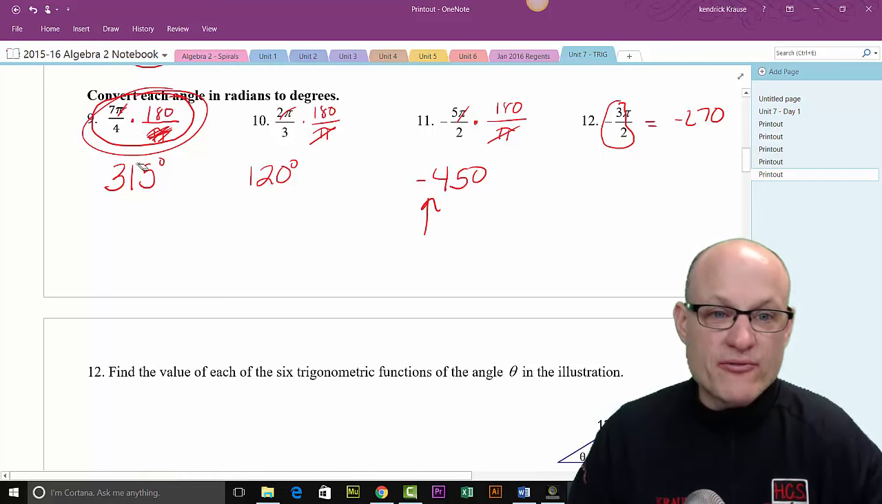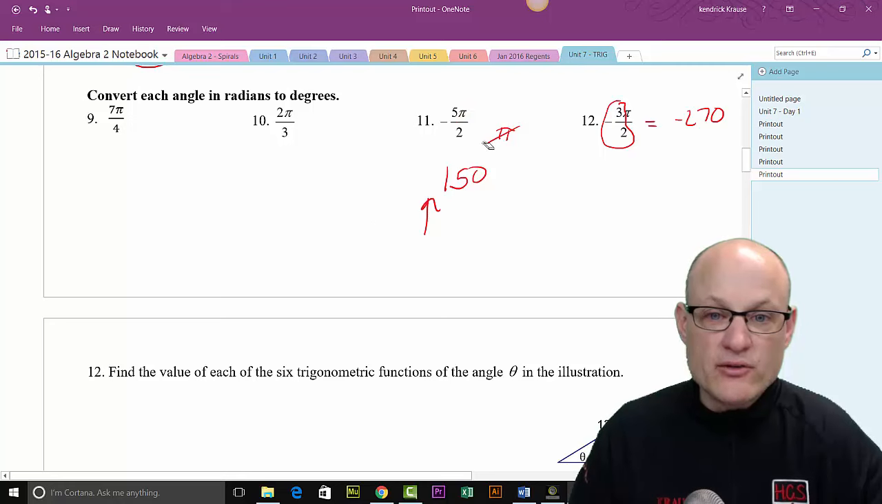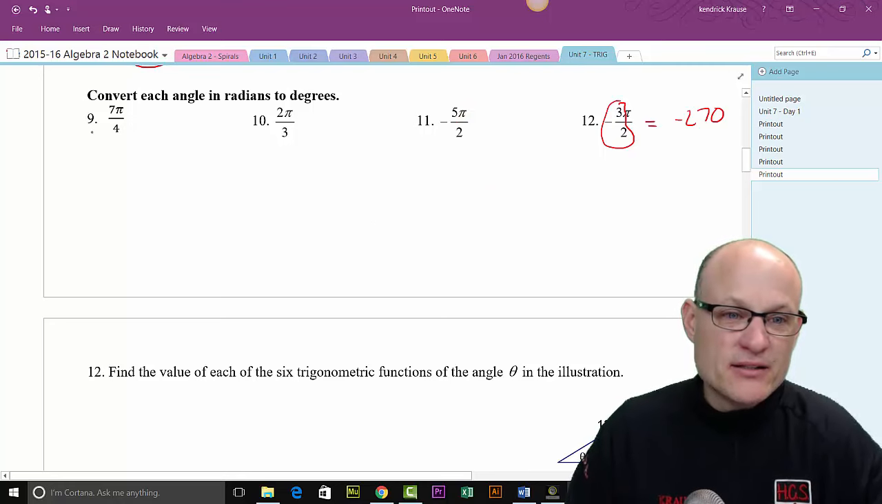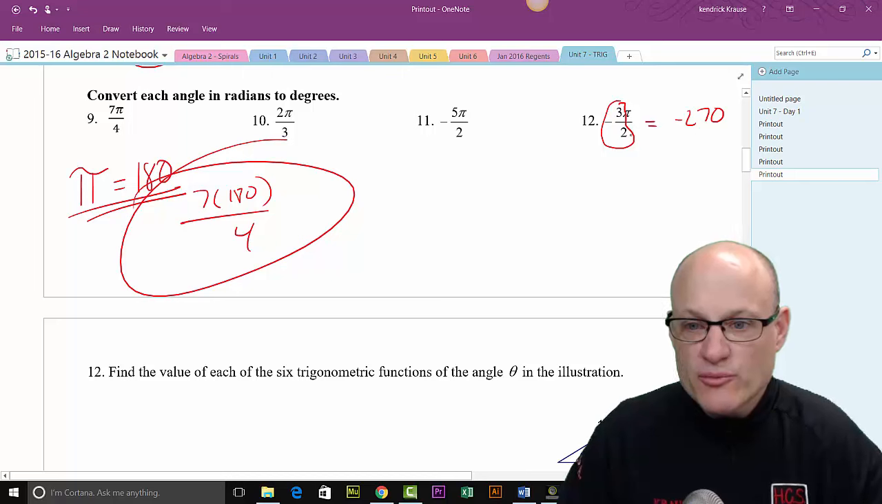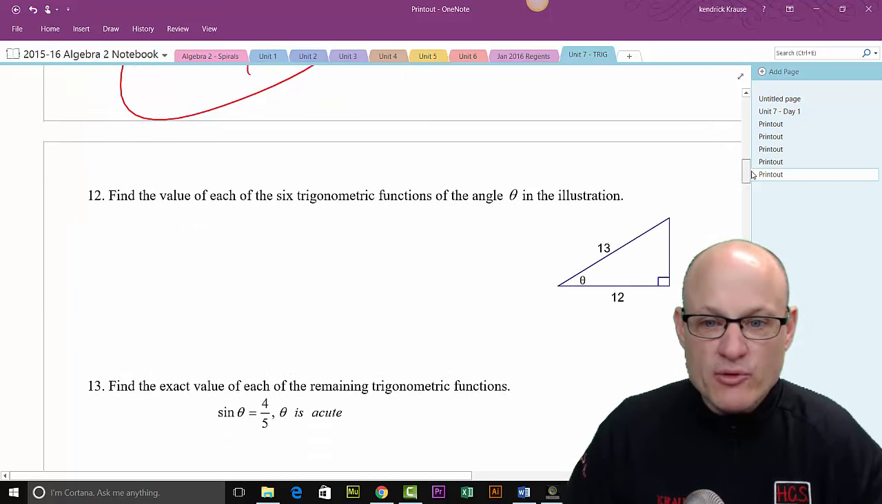Now, another fast way to do this, if you want to think about it this way: doesn't pi really just equal 180? Sure does. So I can just do 7 times 180 over 4 and put that in my calculator, if I want to. Just substitute. All right, let's move on to the next number, 12.